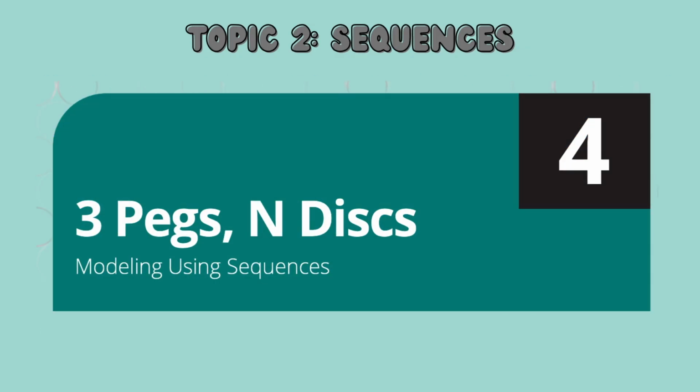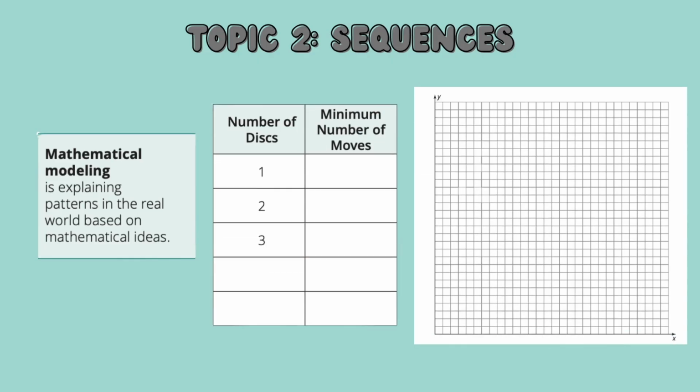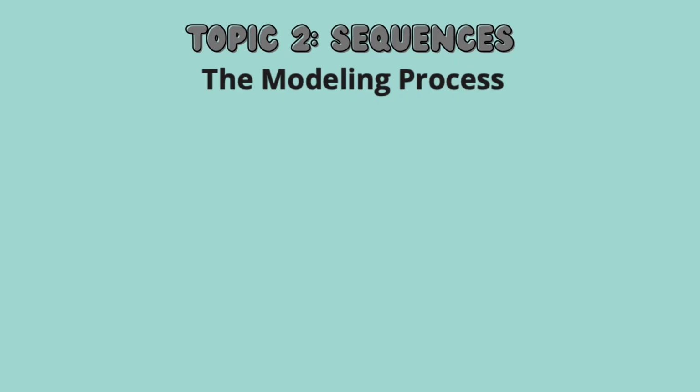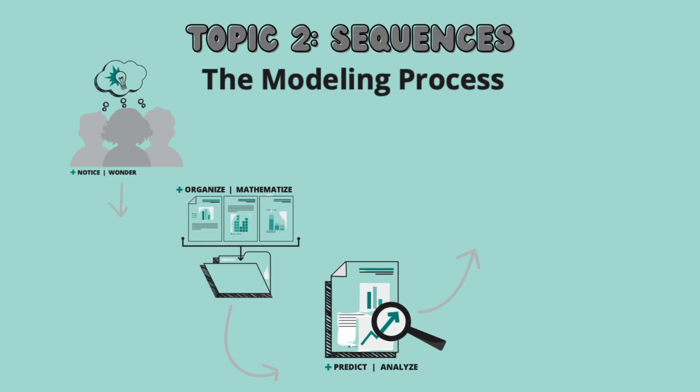Lesson 4, 3 pegs and disks. This is the last lesson of Topic 2. In this lesson, students will learn how to model situations using recursive and explicit formulas. They will then explore the process of mathematical modeling, which includes notice and wonder, organize and mathematicize, predict and analyze, test and interpret.